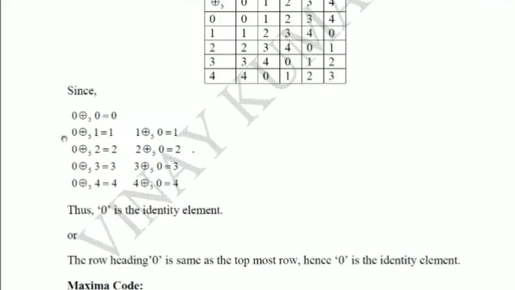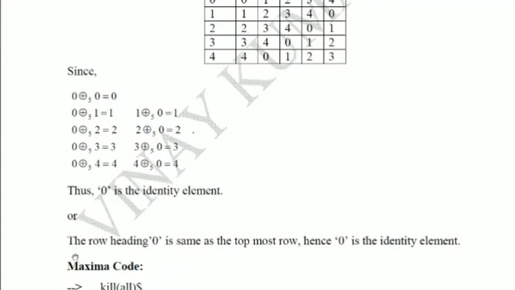So instead of writing all these things, simply while solving the problem, you can see which row heading is same as the topmost row. If there is any row heading which is same as the topmost row, then you can write the row heading 0 is same as the topmost row. Hence, 0 is the identity element. This much is enough to find the identity element.